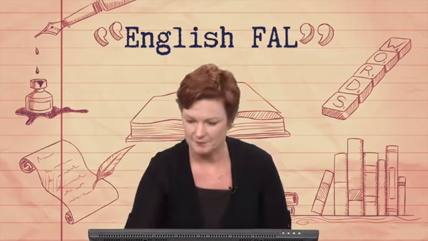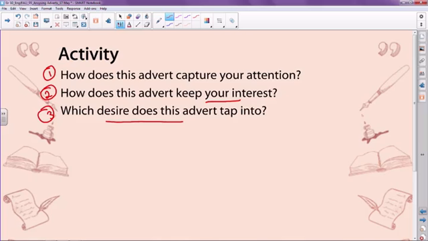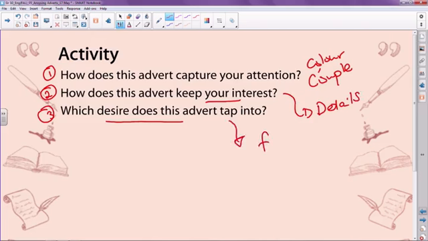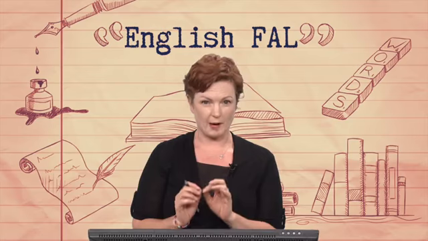All right, let's have a look. How does this advert capture attention? We've got the color, bright color, and we've got the happy couple. How does it keep your interest? Well, then you'd start looking at the details. And then what desire? We would say friendship, popularity, perhaps even love. Okay, so that's it for the first segment. We're going to go to an ad break. When we come back, we're going to do some more practicing.